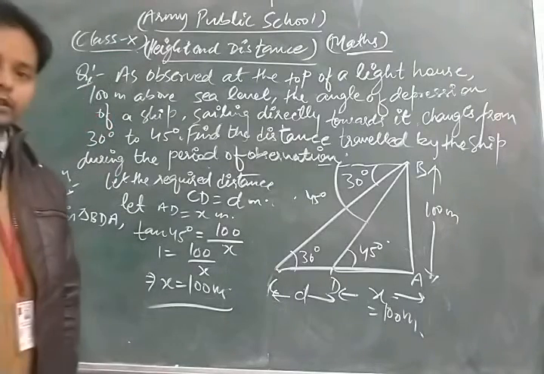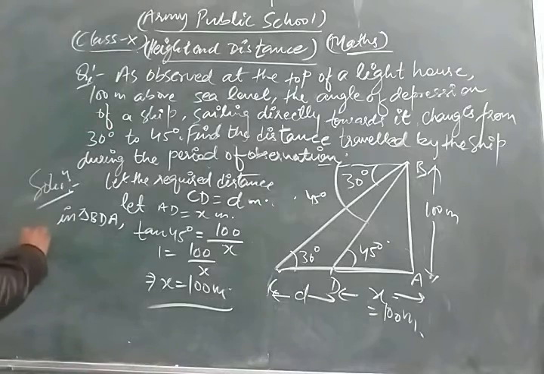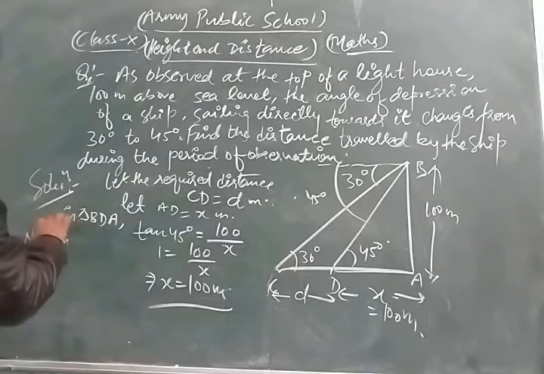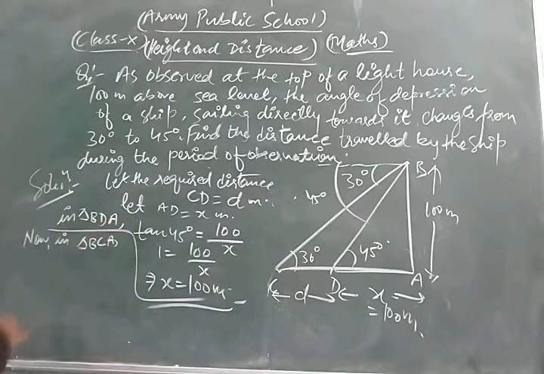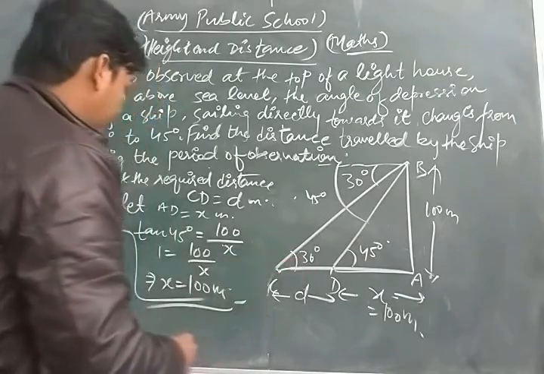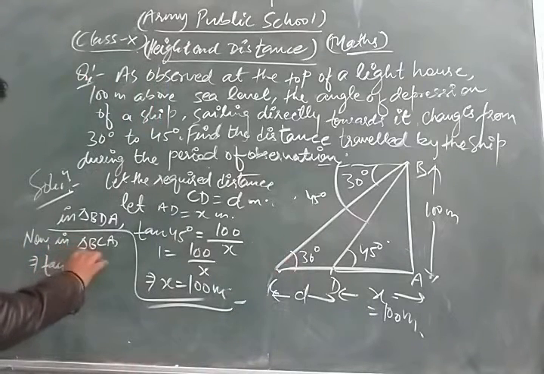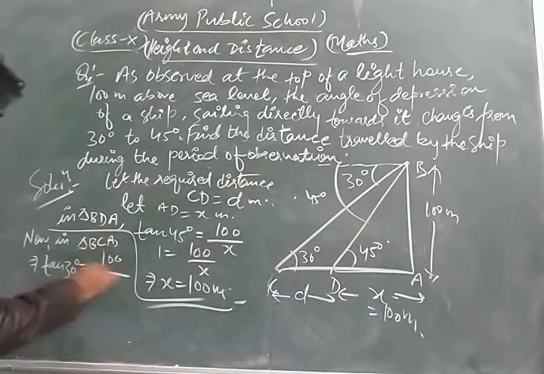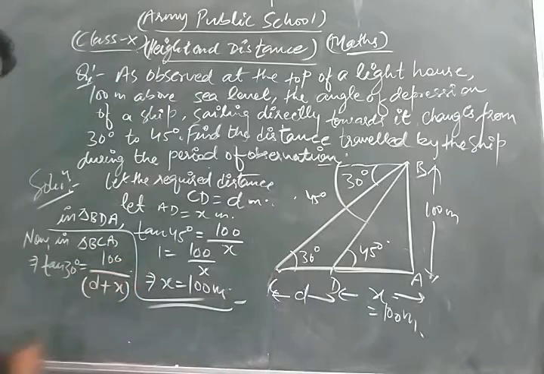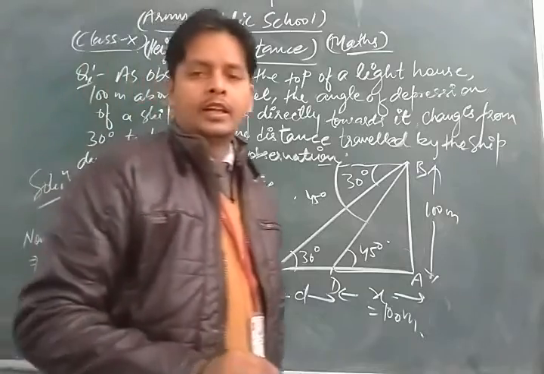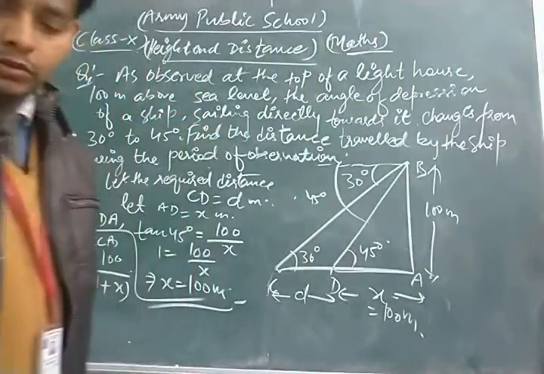Okay. Now what do I do? Now we take triangle BCA. Now in triangle BCA we apply the tan rule. Tan 30 is perpendicular, which is 100, upon base, which is D plus x, that is D plus x. Now we put the value.